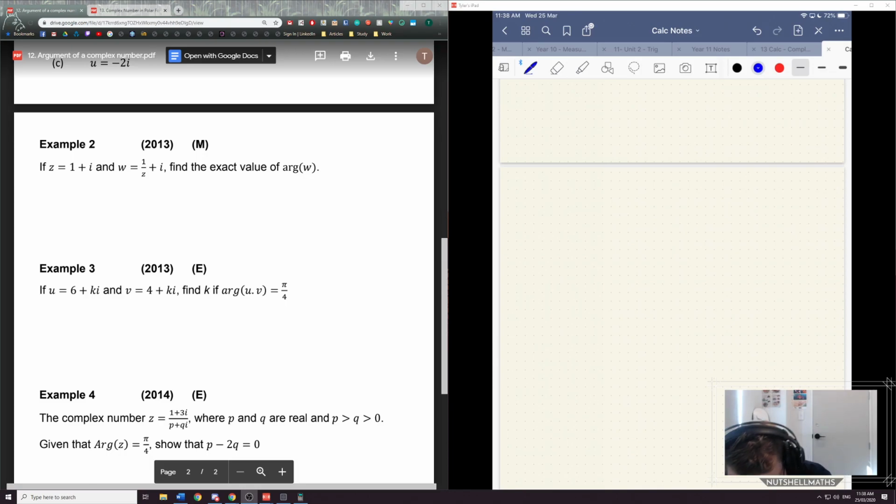Right, let's look at this last question, and then we'll leave it at that. I don't mind just leaving it here. That means tomorrow we'll do polar form. So z equals, do you guys call it z or z? Z? Z, lots of z's. Z is 1 plus i, and w is 1 over z plus i.